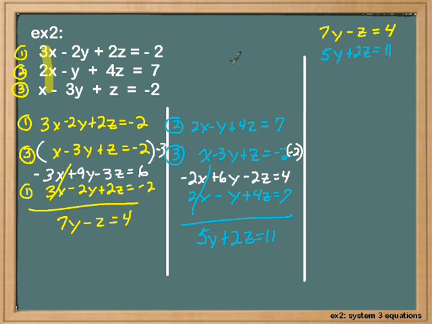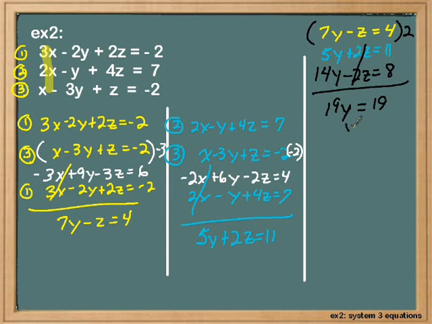And I can see an easy way to solve this would be to multiply that yellow equation by a +2 to get 14y minus 2z equals 8. Cancel that out and I get 19y equals 19. It looks like y equals 1. I've got one part of my ordered triple, and now I have to find the other 2.